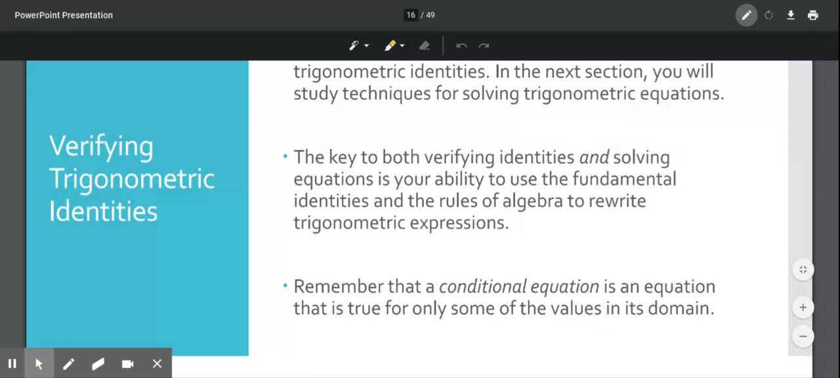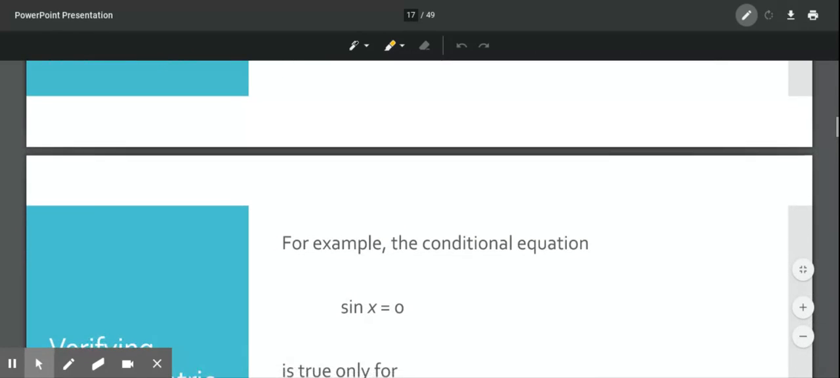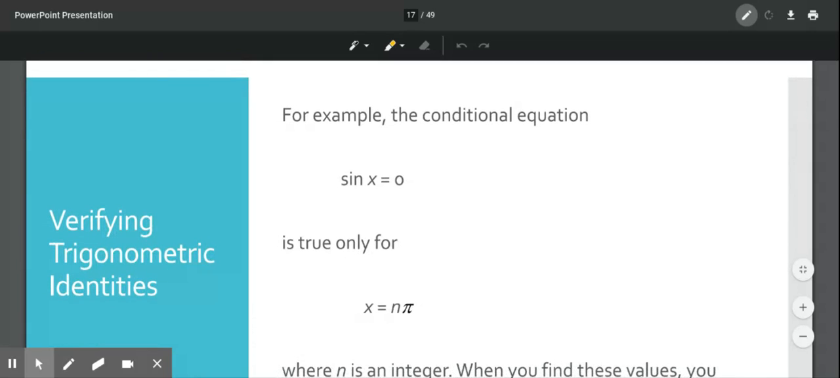And then something else we're going to talk about is the idea of a conditional equation, is that an equation is true for only some values in its domain, where an identity would be true for all values in the domain. So what that means is, a conditional equation would be to say that the sine of x equals 0. That's a true statement as long as you pick the right value for x that would make it equal to 0. Or if we said x plus 2 equals 5, that statement's true as long as x is 3. But if you plugged in some other number, it wouldn't be true anymore. So a conditional equation means it's true for some numbers, but it's not true for all numbers.